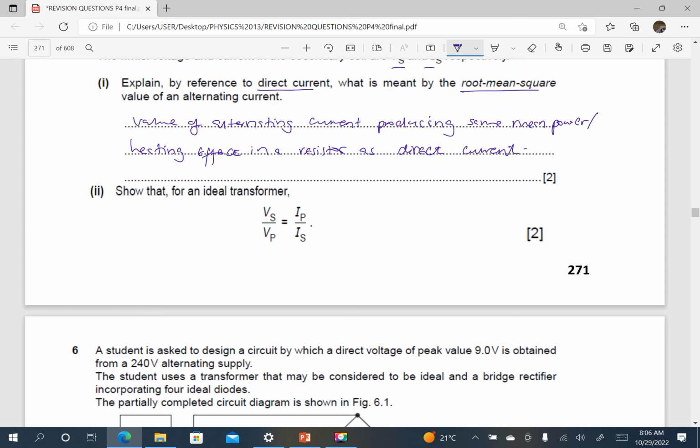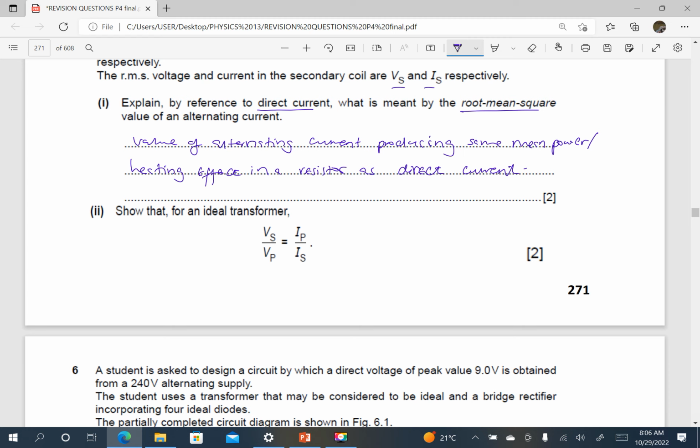Show that for an ideal transformer, Vs over Vp is equal to Ip over Is. If the transformer is ideal, the power in the primary should be equal to the power in the secondary. The power in the primary coil should be equal to the power in the secondary coil.